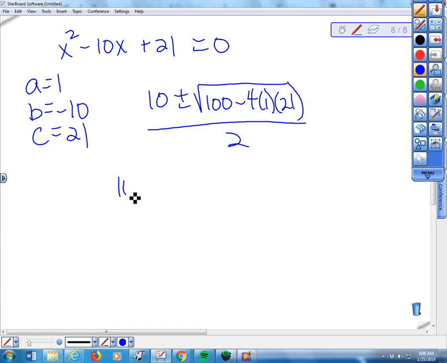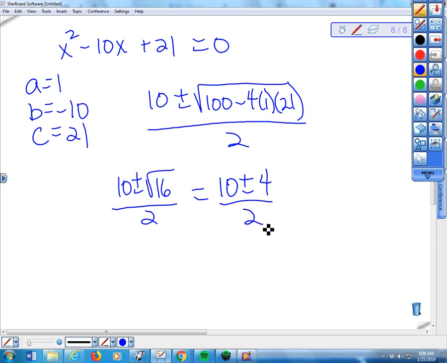So 10 plus or minus the square root of 100 minus 84, which is 16, all over 2, which is 10 plus or minus 4 all over 2. 10 plus 4 is 14 over 2 is 7. 10 minus 4 is 6 over 2 is 3.